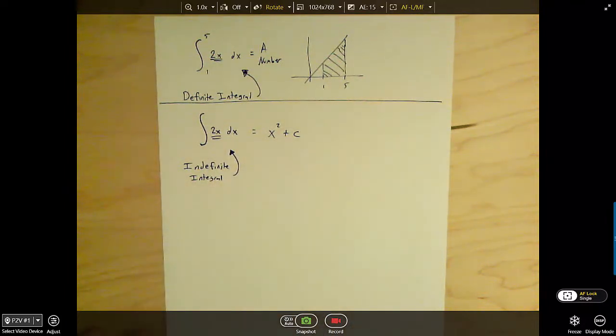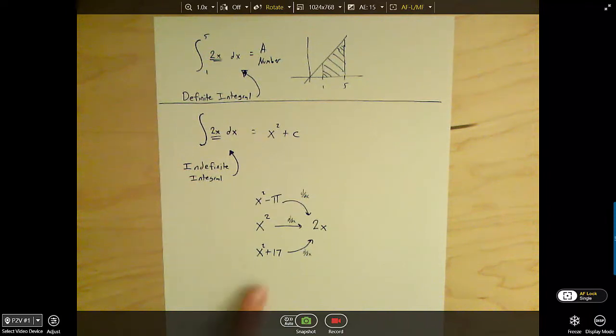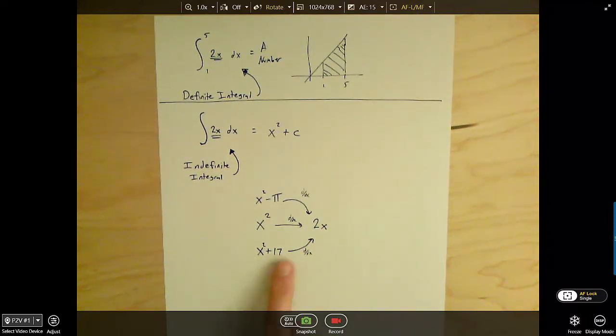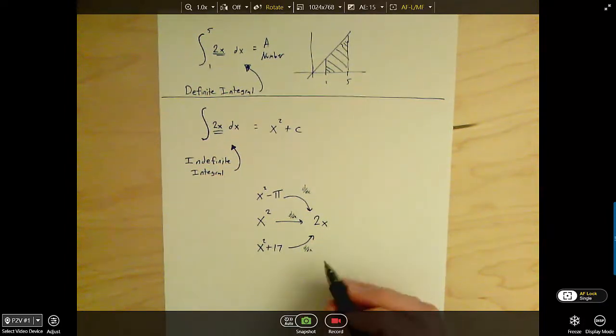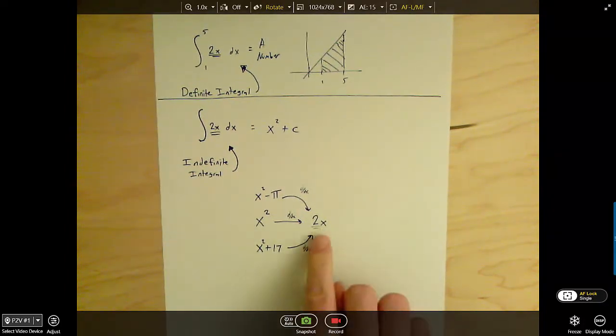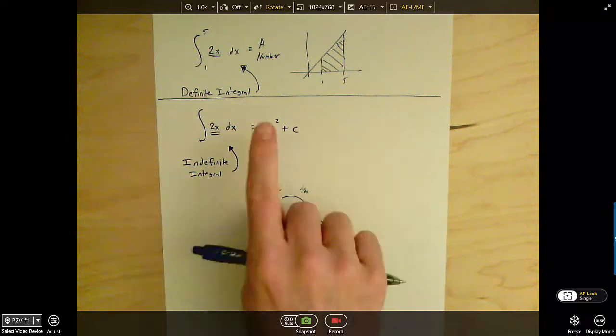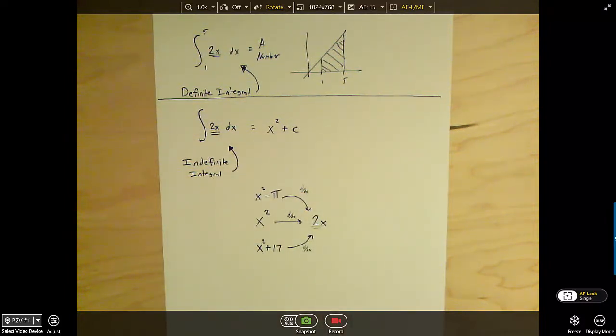Let's just remember what that means. There are lots of different functions whose derivative ends up being 2x: x squared minus pi, x squared plus 17. And we would say that 2x is the derivative of each of those. So each of these is called an antiderivative of 2x. And so you'll notice that 2x has lots of antiderivatives, an infinite number of antiderivatives.